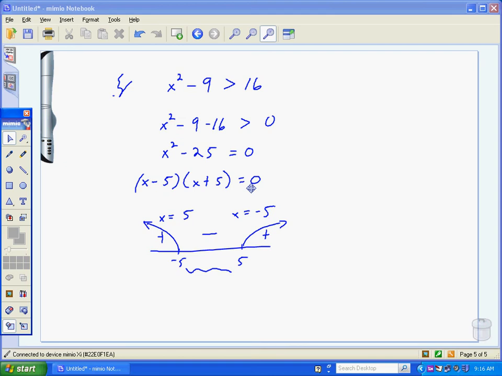Okay? So what's our solution for this one? x is less than negative 5. And what else? Yeah, x is greater than 5. So there's a solution. There's a splitter.